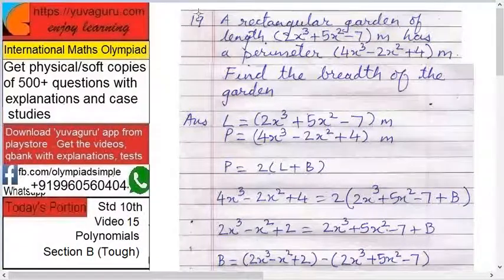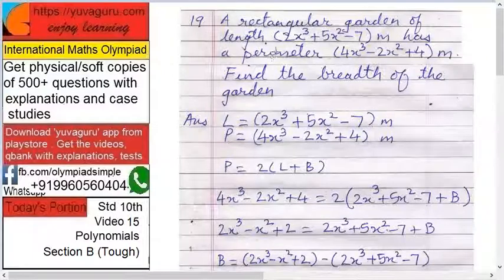Let's start. A rectangular garden of length 2x cube plus 5x square minus 7 meters has a perimeter of 4x cube minus 2x square plus 4 meters. Find the breadth of the garden.